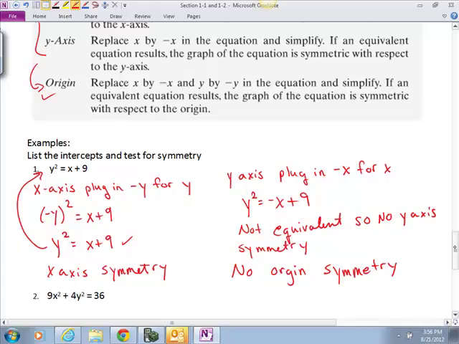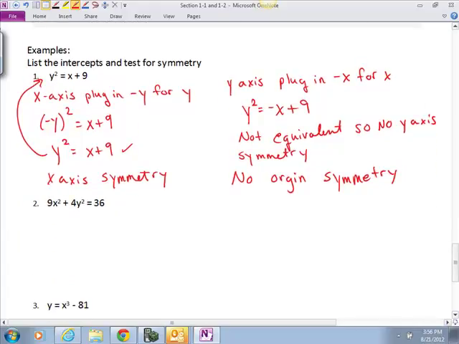Okay, let's try this one. This one looks like a more exciting one. Okay, we have 9x squared plus 4y squared equals 36. All right, so we'll try x-axis first. And the way we do that is we replace y with negative y. So we have 9x squared plus 4 times negative y squared equals 36.